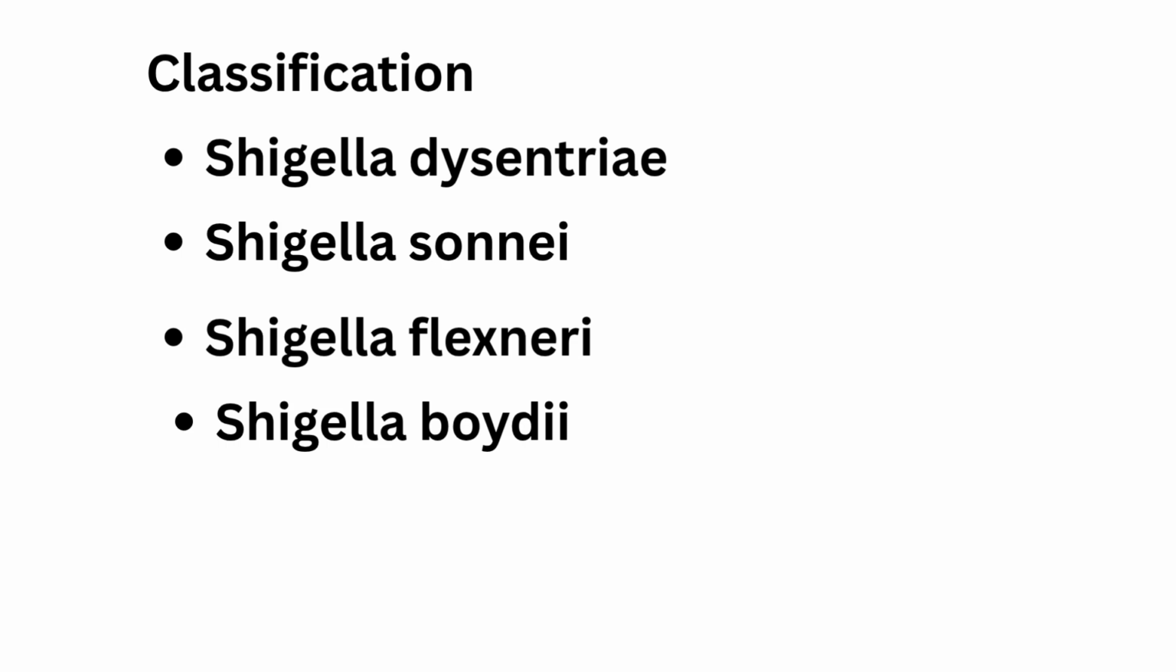Then the major causative agent of dysentery, bacillary dysentery, is Shigella dysenteriae. And this also produces a toxin named Shiga toxin. It is also one of the important points. The Shiga toxin is produced by Shigella dysenteriae.